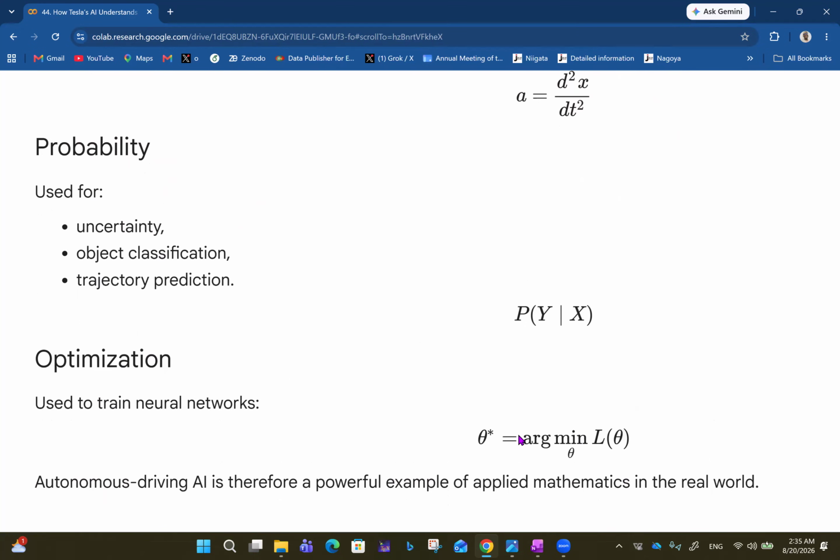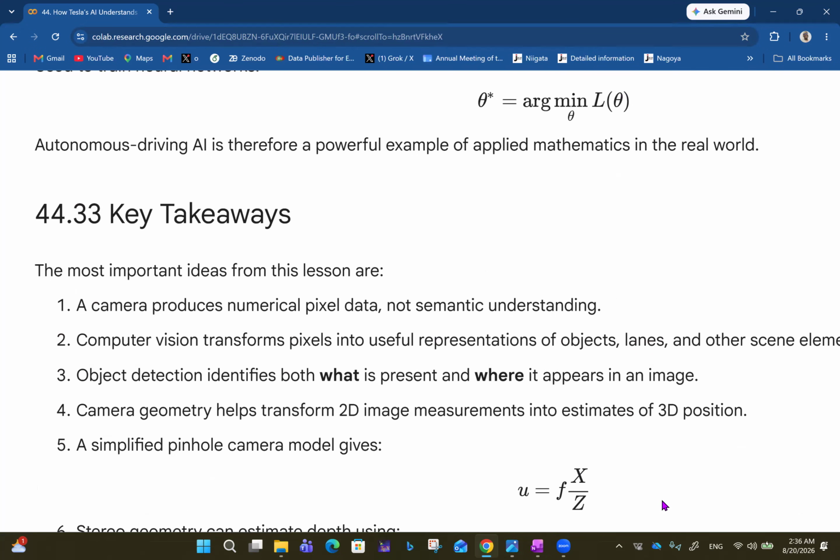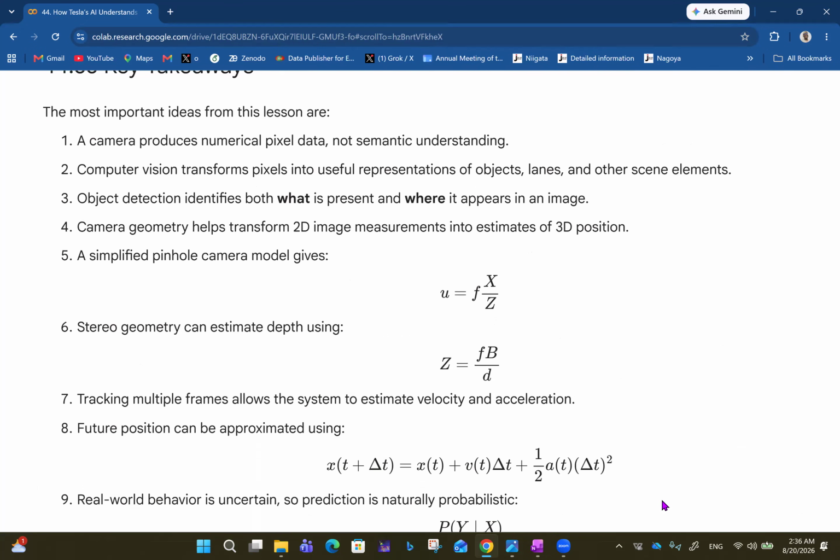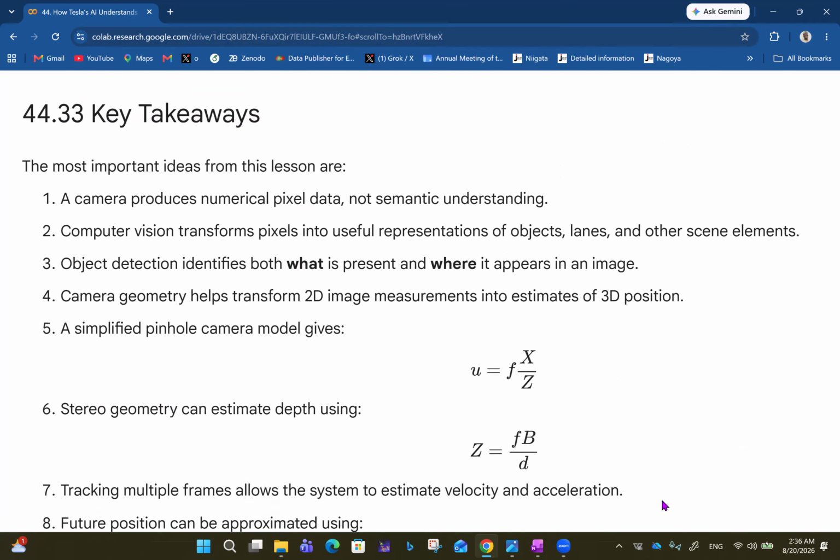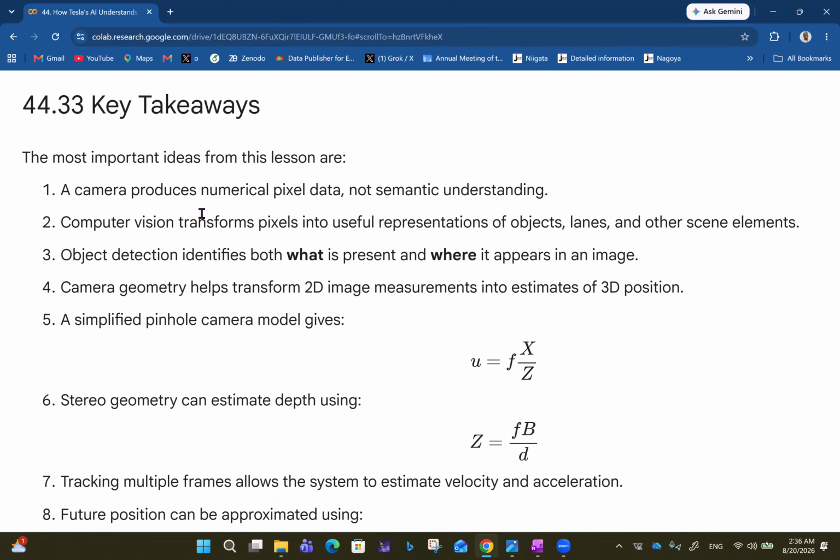So you have theta star equals the minimum loss over the whole parameters available. Autonomous driving AI is therefore a powerful example of applied mathematics in the real world. So the key takeaways we have are as follows. The most important ideas from this lesson are: a camera produces numerical pixel data, not semantic understanding.